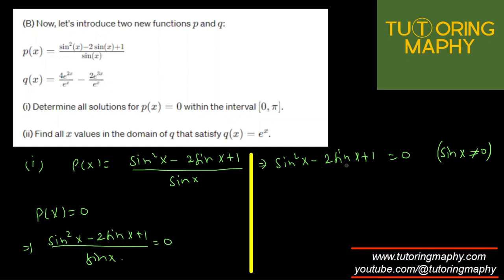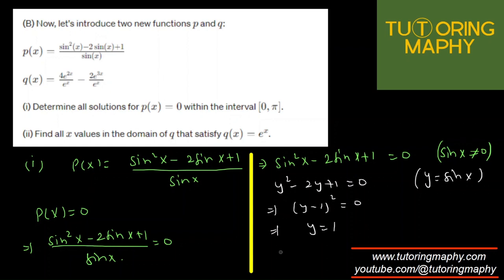Now, this is a quadratic in terms of sine. And if you remember, we used to solve this by making a temporary substitution. Let's call it whatever you like, maybe y. Let's say y is equal to sine x. So this is going to look like y square minus 2y plus 1 is equal to 0, which can be written as a perfect square. y minus 1 whole square is equal to 0, which means that y is equal to 1.